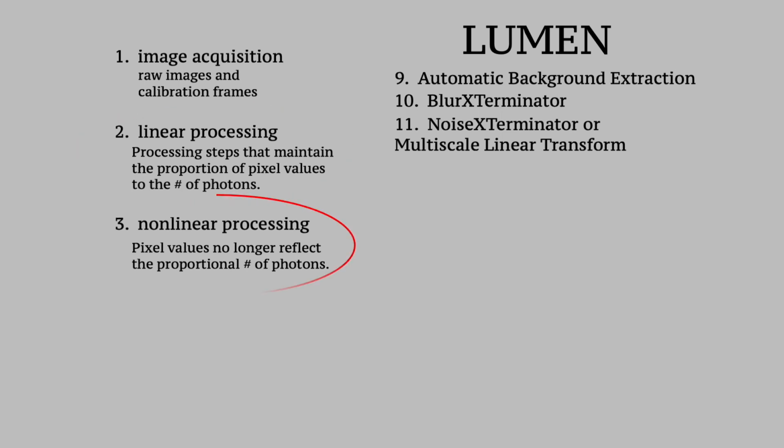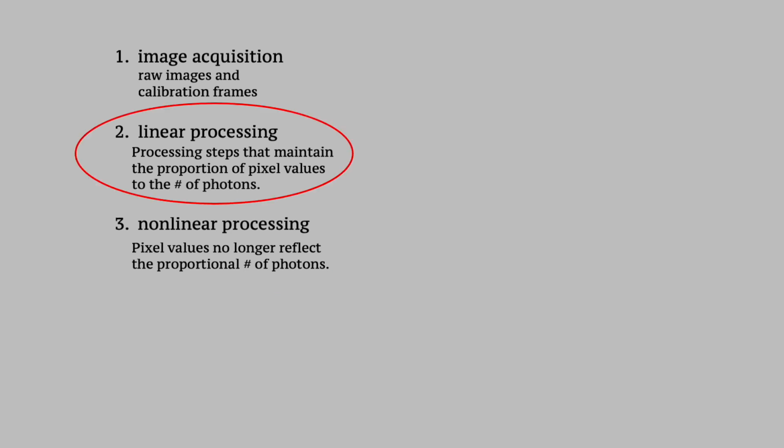And then finally, nonlinear processing, we're going to destroy the proportion of photons to pixel values using the histogram transformation, and that's going to address a lot of issues with our image, bring out some detail, lessen the background, et cetera. And so that's for the lumen. At this point we should have a really nice lumen master.